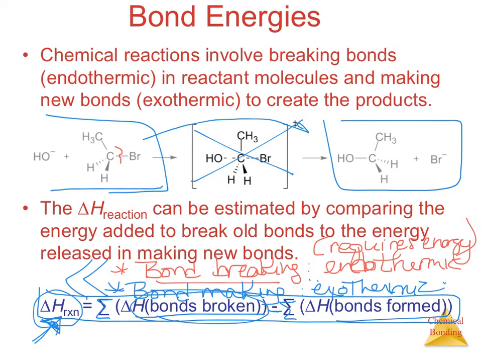We have broken the carbon-bromine bond. Have we broken any other bonds? Nope. So that has been broken. And what bonds have we made? We have made a carbon-oxygen bond. So to calculate the enthalpy of reaction for this particular reaction, you would find the bond energy of a carbon-bromine, and you would subtract from that the bond energy of a carbon-oxygen.